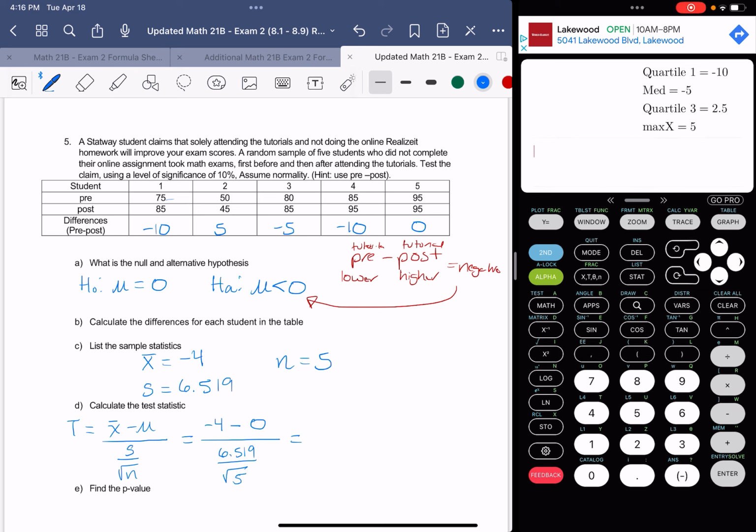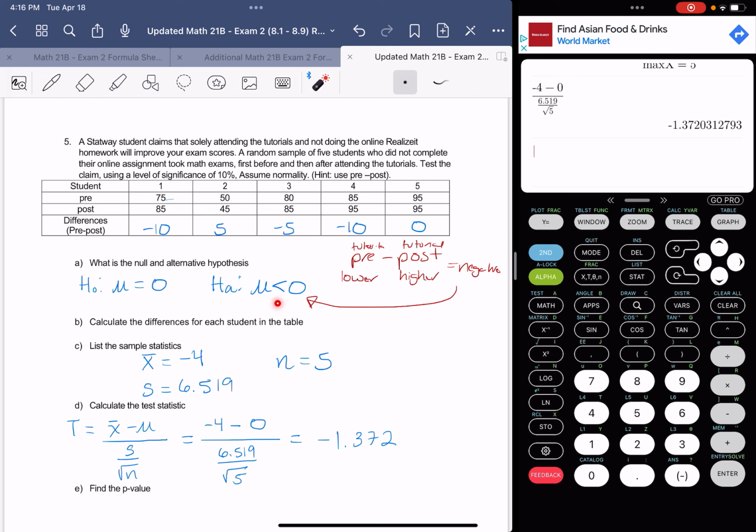I'm going to plug this into my calculator. So we have -4. You could just leave it as -4. -4 minus 0 is -4. But if you want to do that, -4 minus 0, that's fine as well. Up to you. In the denominator, we have another fraction. 6.519 over the square root of 5. So you should get, let's go 3 decimals, -1.372. We got a negative result here, which matches the left-tailed test as expected.